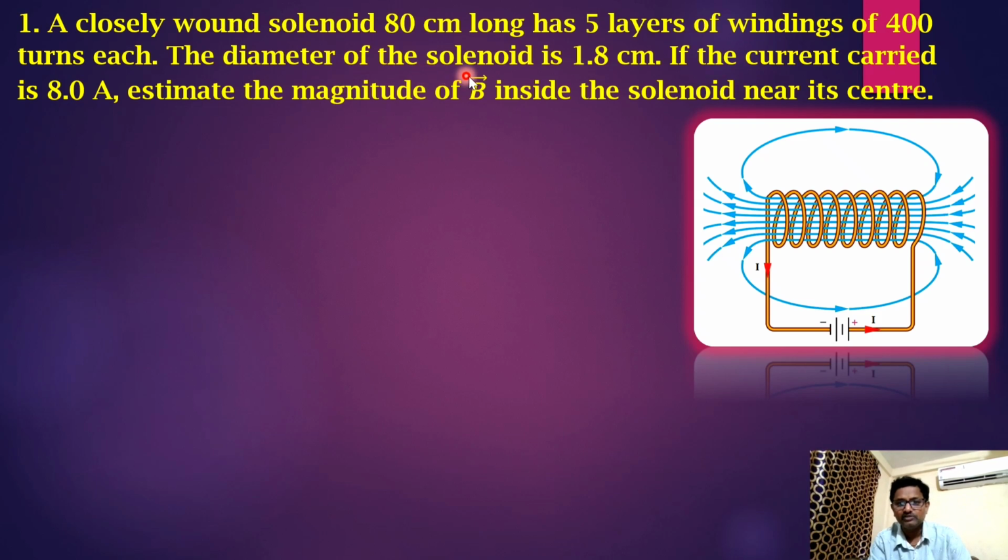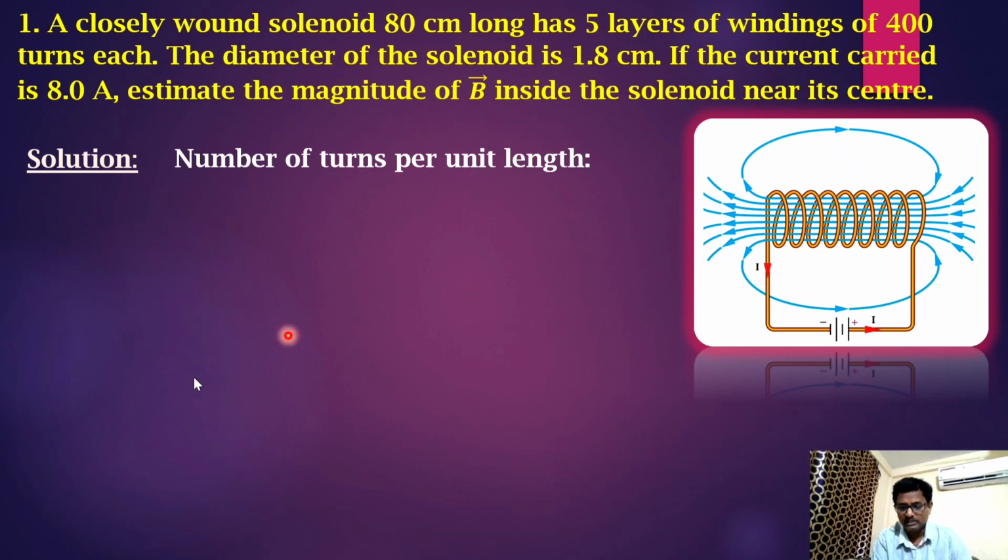The diameter of the solenoid is 1.8 centimeter. If the current carried is 8 ampere, estimate the magnitude of magnetic field inside the solenoid near its center. So we have to find the magnitude of magnetic field when current 8 ampere is flowing through this solenoid. Solution.